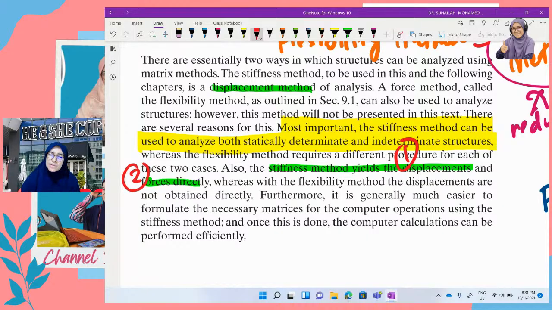Means that we cannot get all displacement using one time solution. If we want to calculate displacement at A, we have to apply a unit value of virtual force at A, then we will calculate the displacement at A. And then when we want to calculate displacement at B, we have to apply another unit load method in order to calculate the displacement at B.